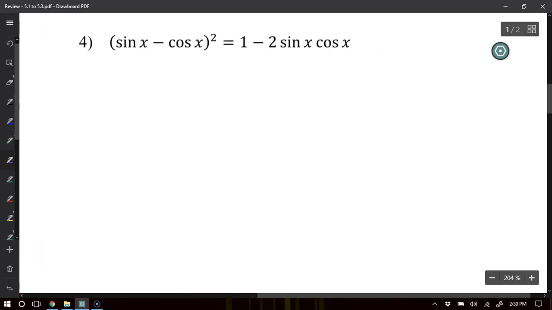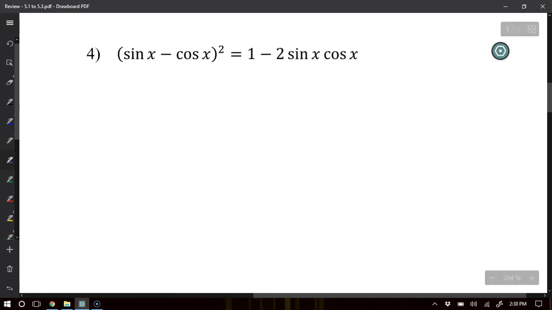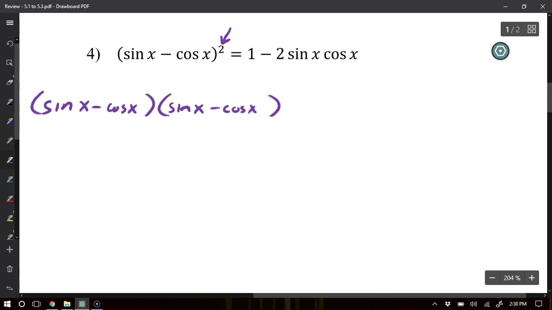Let's look at number 4. Now, number 4, a lot of people jump right into it and think they're confident that, oh, I just bring the squared in, and that's how I square the binomial. And remember, that doesn't work. You cannot distribute a squared across a plus or minus sign. Those are not the operations. What you have to do is remember, what does it mean to square something? And that means to multiply it by itself. So I'm going to change the left-hand side. I'm going to write sine of x minus cosine of x and sine of x minus cosine of x in their own parentheses.